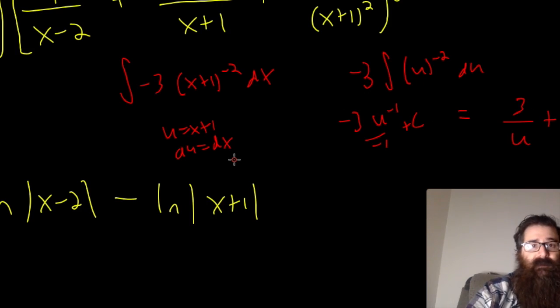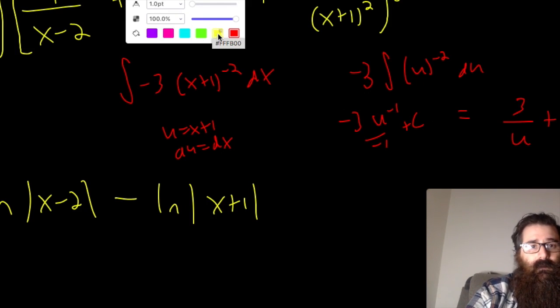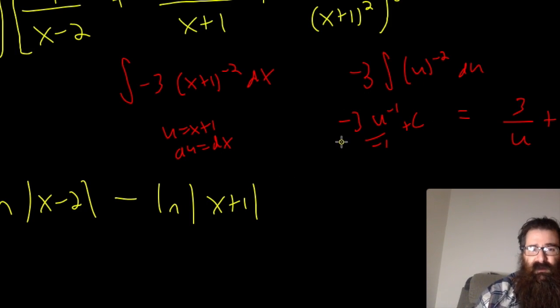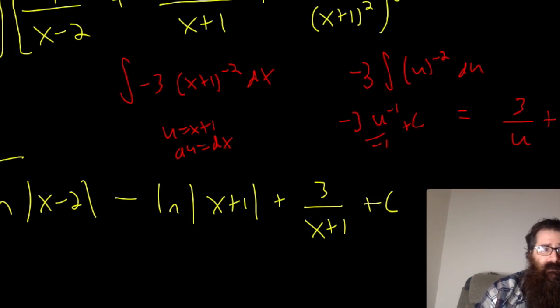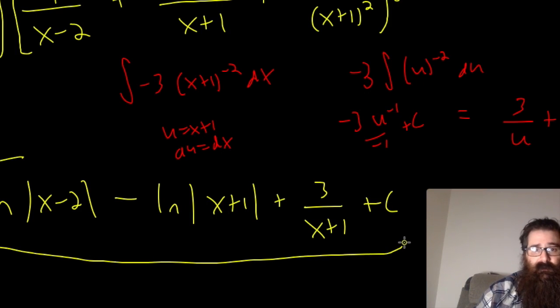And then I want to back substitute. And I can do that down here with the rest of my work. So this would give me 3 divided by u, but u is x plus 1. And plus my constant c. So that last one didn't give me anything logarithmic, of course.